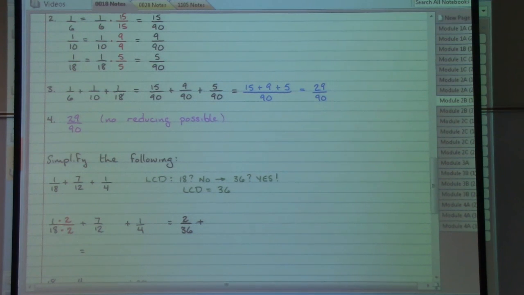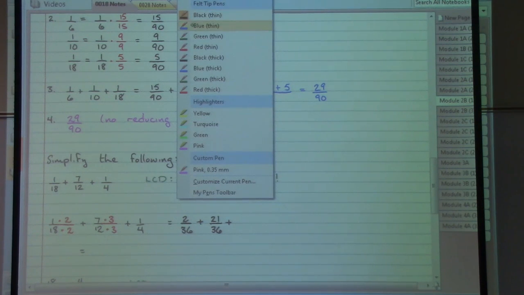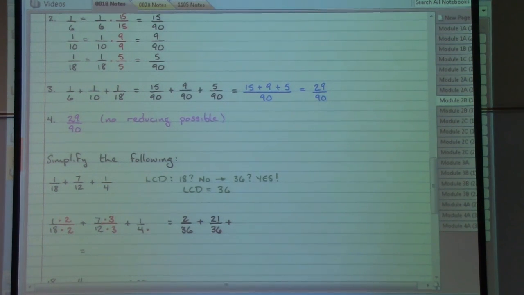The fraction in the middle has a 12 on the bottom. I need to create a 36. 12 times 3 will get me there. And if I put in a times by 3 on the bottom, I need to put in a times by 3 on the top. So that will give me a fraction of 21 over 36. And then I have my last fraction, which currently has a 4 on the bottom, but I need a 36. So 4 times 9 will get me there. And I have to put a times by 9 on the top also, which will give me 9 over 36.